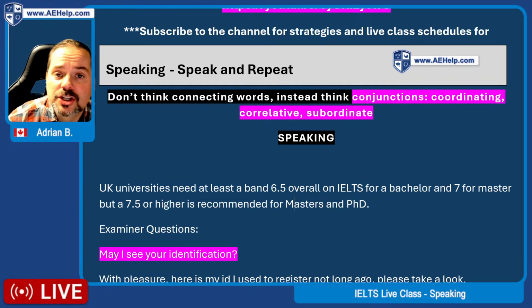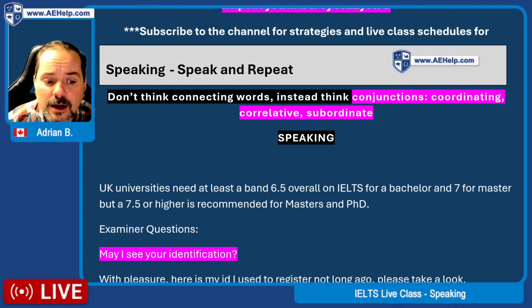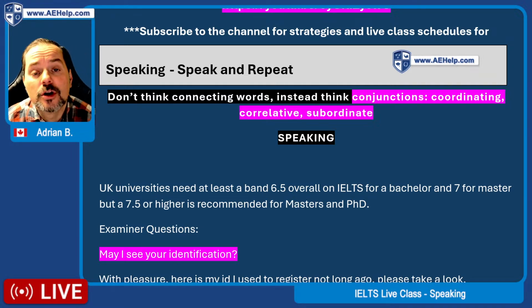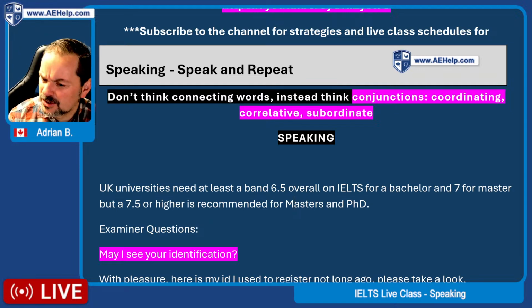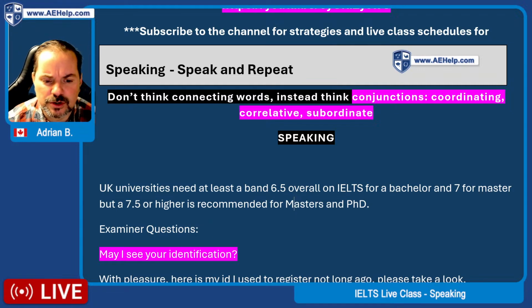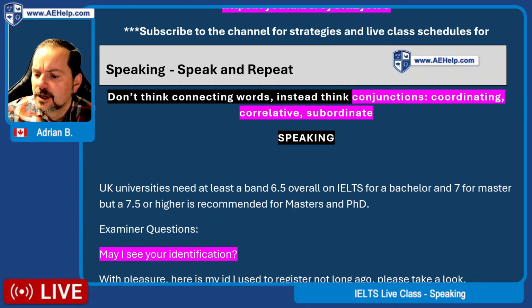And no section should be under 6 for a bachelor, and no section should be under a 6.5 for a master's. I hope that answers your question, Amrit. I'm not sure if that's what you're thinking, but that's what you need to do. And the interview for the speaking is the same for general IELTS. It's the same for academic. It's the same for all people.